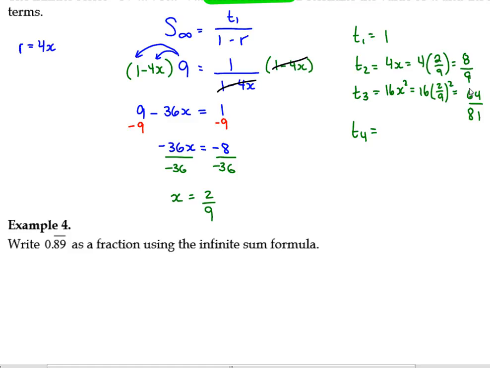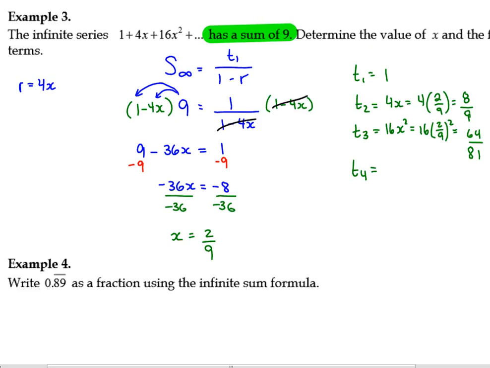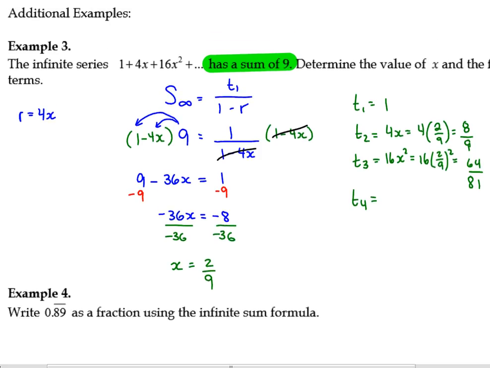For term 4, there are a few ways we can get it. Each time we were multiplying by 4x squared, so the next term would have been 64x cubed. That's one way. Or use your common ratio, 8 over 9. The first term is 1, the second term is 8 over 9, the third is 64 over 81. So multiply that again by 8 over 9. You have two options. If you want to use 64x cubed, you can do that too.